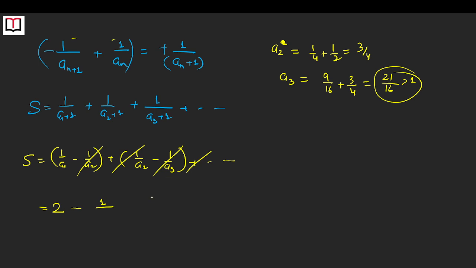It can't be negative. So the last term you will be left with is the negative term, which will be the A(n+1) term. Now this is less than 1, so S is less than 2. So the greatest integer of S lies between 2 and 1. It's less than 2, and of course greater than 1, so the greatest integer is nothing but 1.